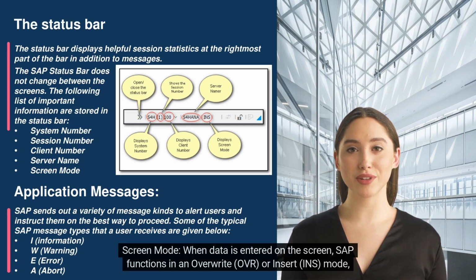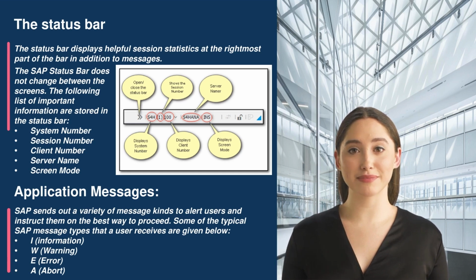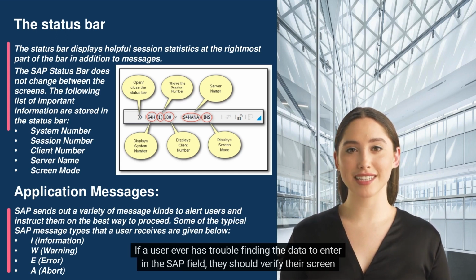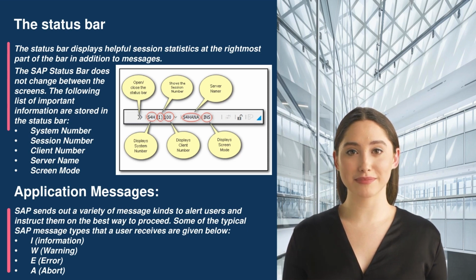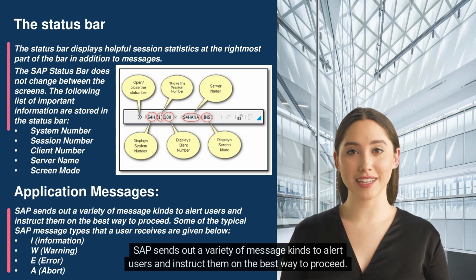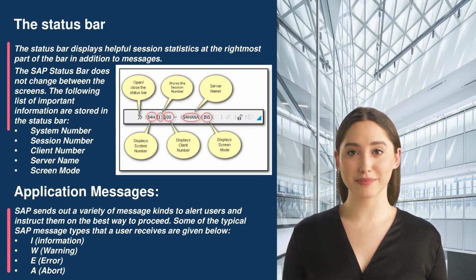When data is entered on the screen, SAP functions in an overwrite (OVR) or insert (INS) mode just like other apps. If a user ever has trouble finding the data to enter in the SAP field, they should verify their screen mode. Application messages. SAP sends out a variety of message kinds to alert users and instruct them on the best way to proceed.